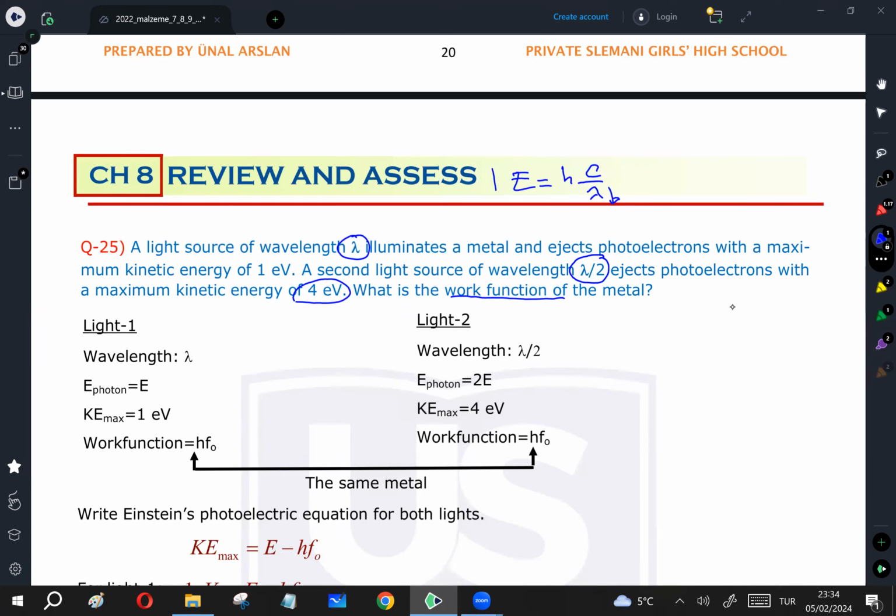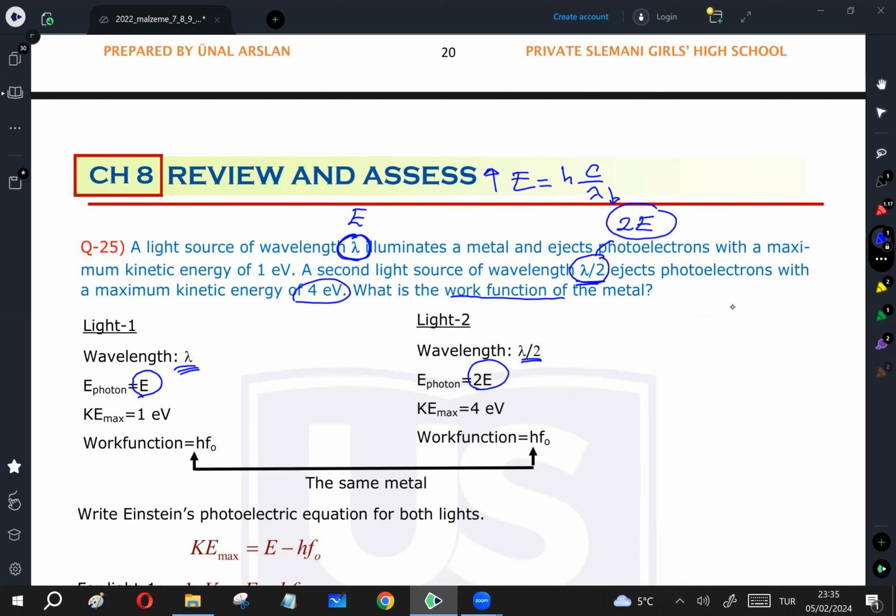wavelength and energy inversely proportional. So the first light has a wavelength of lambda, but second light has a wavelength of lambda over 2, which means if the first light's photon energy we say E, second light's photon energy is going to be twice, because energy of photon is inversely proportional to wavelength. So half of the wavelength of the first one, twice the energy of the first one.